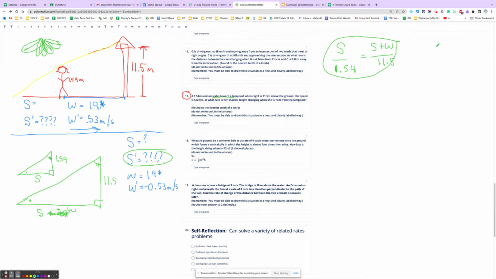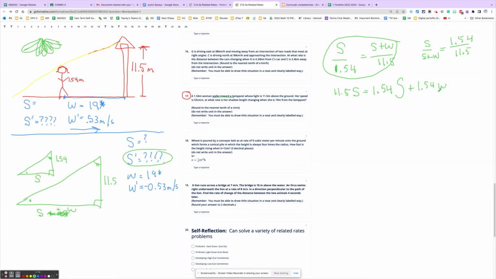Other people might have said, could I have gone S over S plus W equals 1.54 over 11.5? And if you look at this, when we cross multiply, it's going to be S times 11.5. Oh, S times 11.5. S plus W times 1.54. 1.54 times S plus W. Perfect. So I'm going to cross multiply. So I'm going to have 11.5 S equals 1.54. Notice I'm making my S's bigger just so that I don't get them confused with fives.